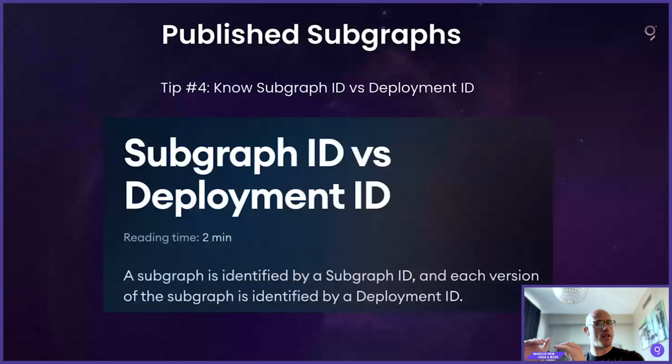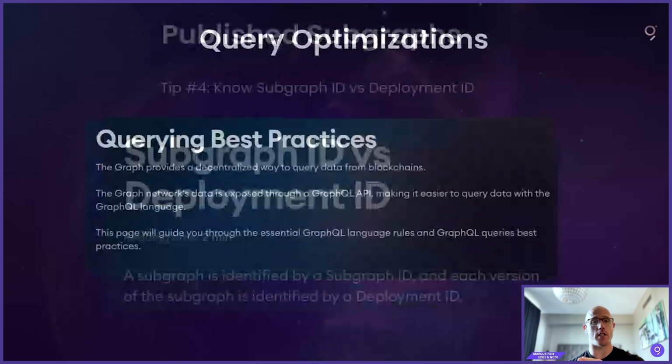When you have a published subgraph, understand subgraph ID versus deployment ID and the versioning. When you plug into either of those subgraphs, make sure you understand the difference when you connect to your front end, whether you're testing through your deployment or you're in production, which one you want to use. And also, this is a little cookbook I wrote up, subgraph ID versus deployment ID.